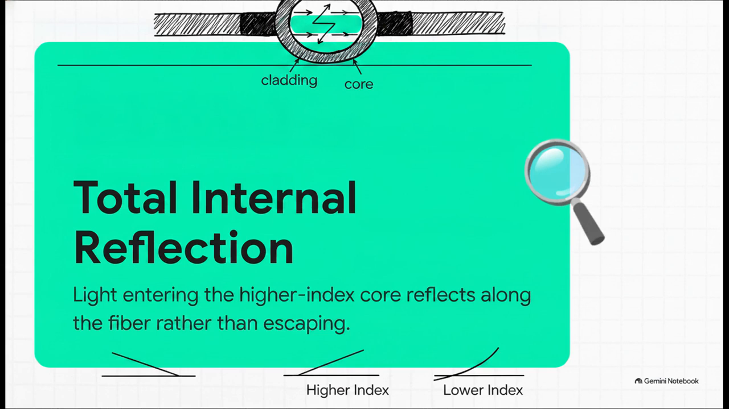Now, you're probably thinking, wait, why doesn't the light just shine right out the sides of the glass? Well, it's all thanks to a really cool physics principle called total internal reflection. Basically, the core has a higher refractive index than the cladding. So if the light shoots in at just the right angle, it's literally forced to bounce perfectly down the core, ricocheting along the inside instead of leaking out. It's an absolutely brilliant piece of physics, and honestly, the modern internet wouldn't exist without it.